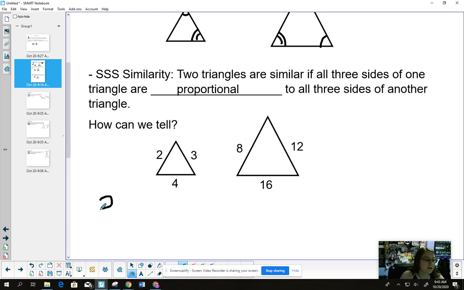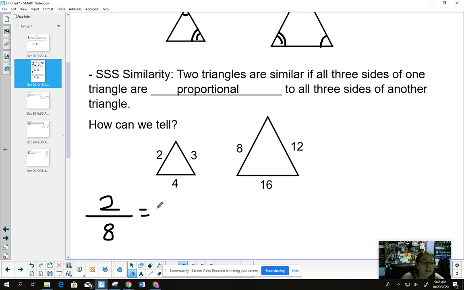So 2 is the smallest number. So in my new shape, that's going to correspond with the smallest number. So what's the smallest number over here? 8. Now, of course, again, the shapes are oriented the same way for ease right now. We're going to do a harder question where they're kind of twisted and not oriented the same way. But 2 goes with 8 because this is the smallest side over here. This is the smallest side over here.